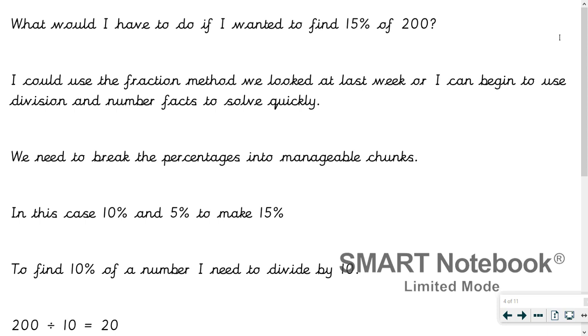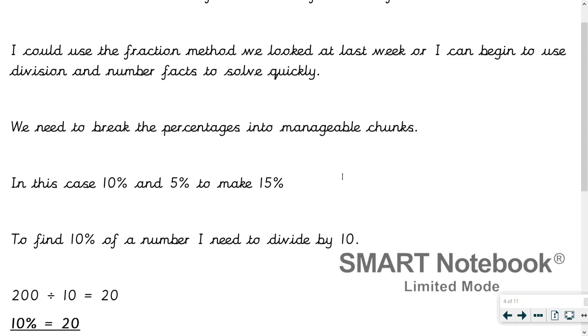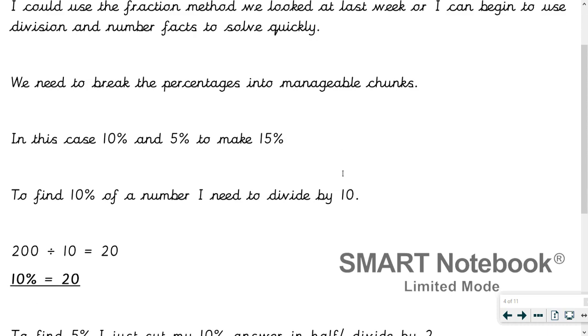But feel free to use the method from last week if you like, but I'm going to show you something new. So how we do it is we break the percentage, for 15% of 200, break 15% into manageable chunks of things that we can divide to get easily. So 10% and 5%, both pretty easy to do. Firstly, we're going to find 10% of that number. To find 10%, we divide by 10. Simple as that, split it into 10 parts. So if we divide the 200 by 10, we're left with 20.